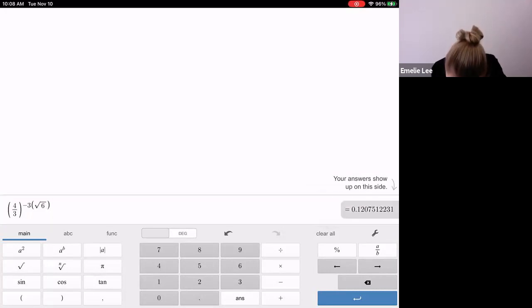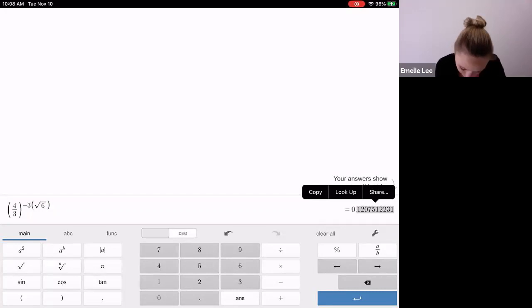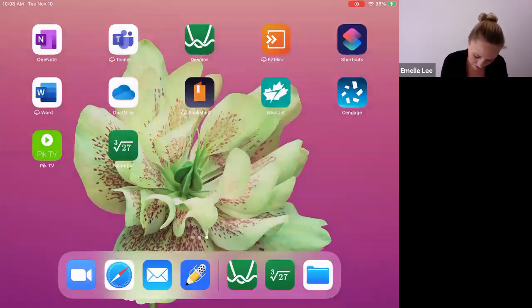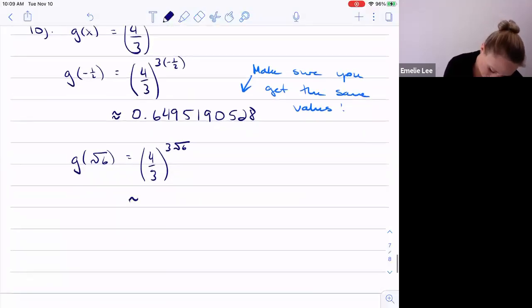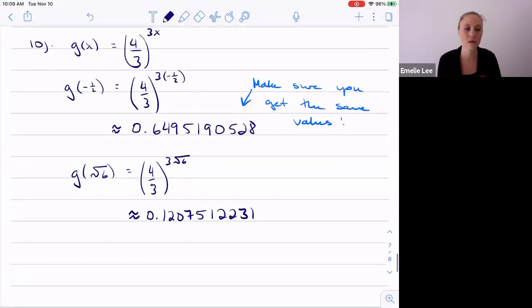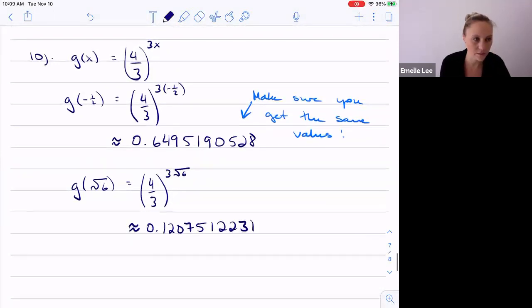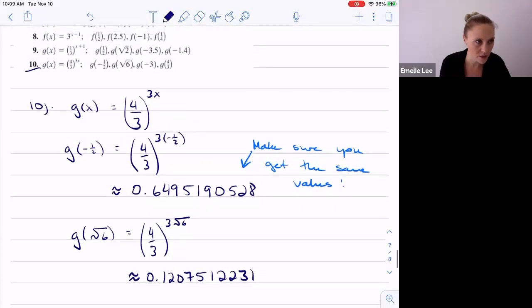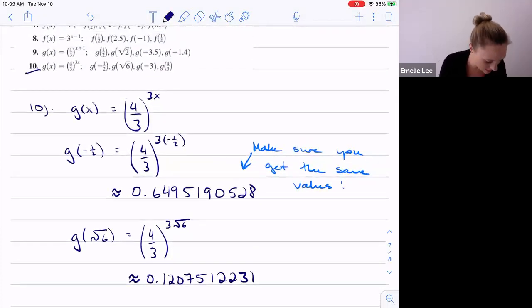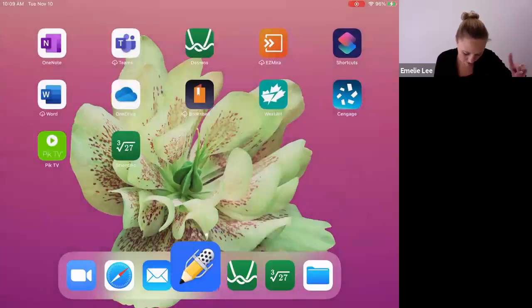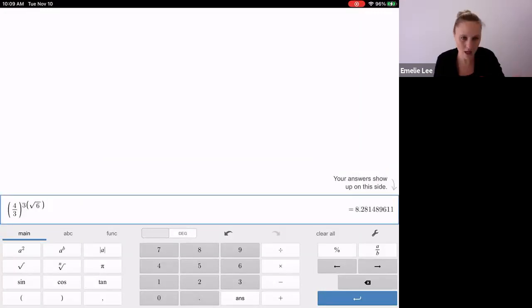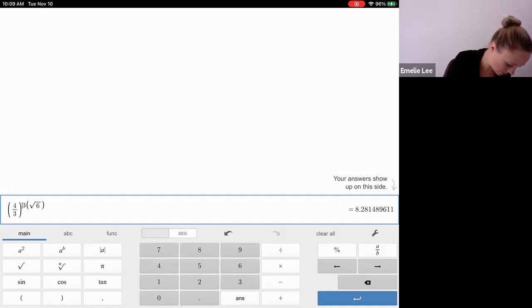I wonder if I can copy this. Oh, guess I'm writing it out. So you should have roughly 0.12075122231. Why -3? I used negative. I sure did. That's wrong. Why did I do that? No, no, no, no, no. Yeah. There. I did it twice too, to make matters worse.